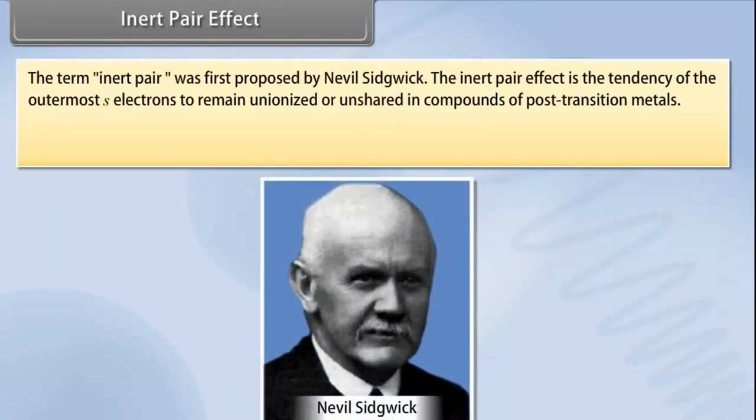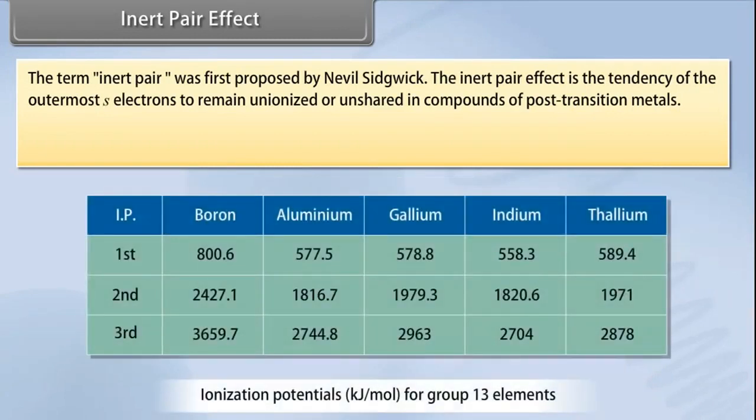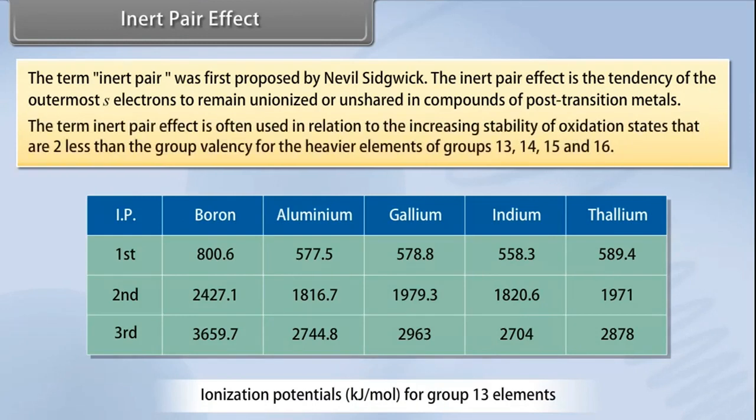Inert pair effect. The term inert pair was first proposed by Nevil Sidgwick. The inert pair effect is the tendency of the outermost s electrons to remain unionized or unshared in compounds of post-transition metals. The term inert pair effect is often used in relation to the increasing stability of oxidation states that are 2 less than the group valency for the heavier elements of groups 13, 14, 15, and 16.